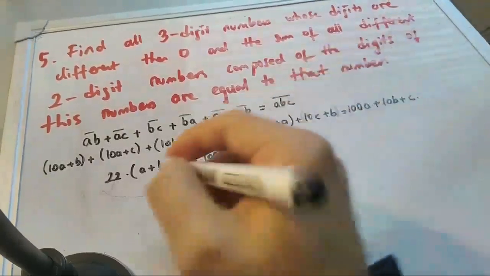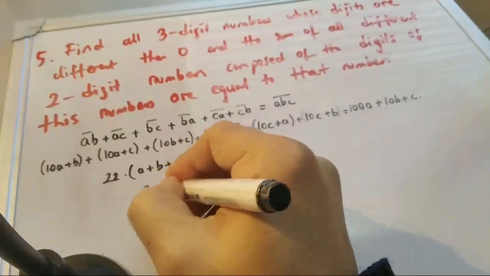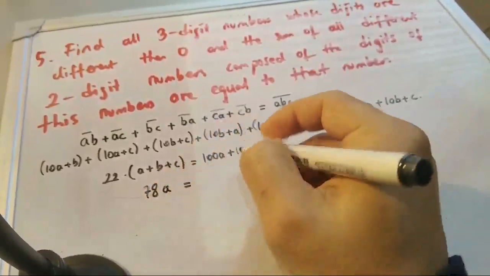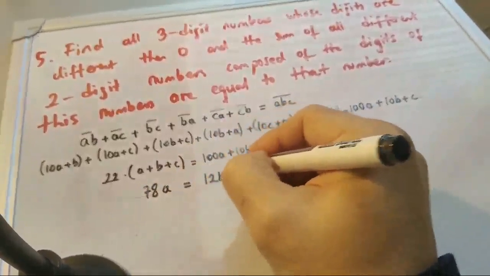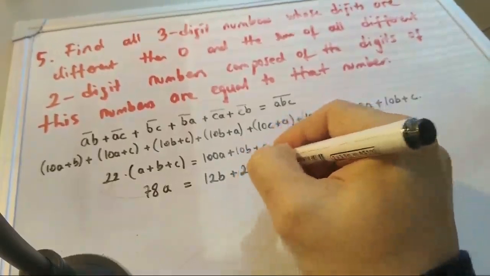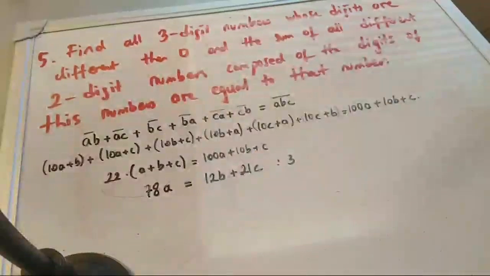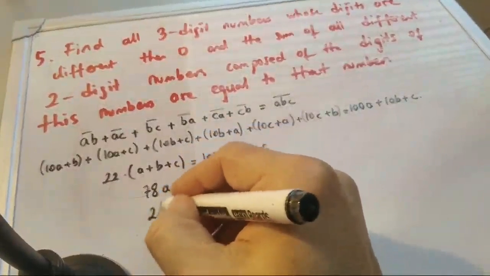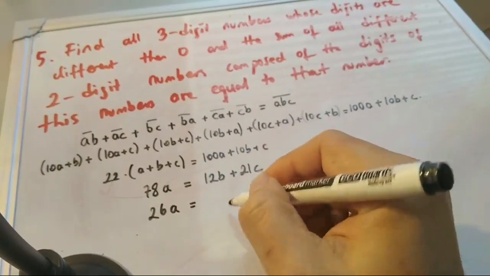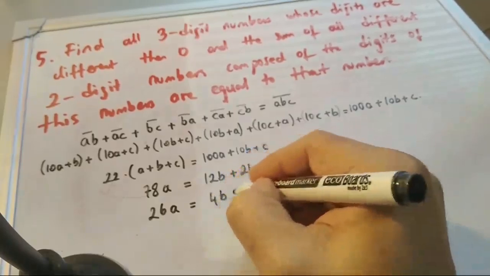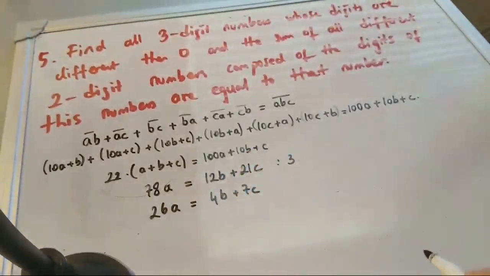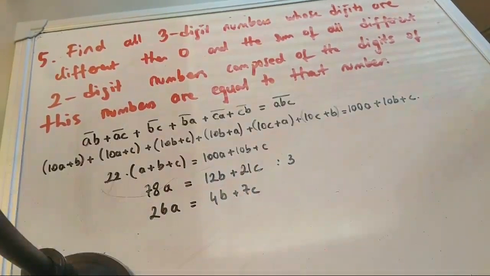When we simplify it, we will get 78A equals 12B plus 21C, divided by 3 both. 26A is equal to 4B plus 7C, we will get.